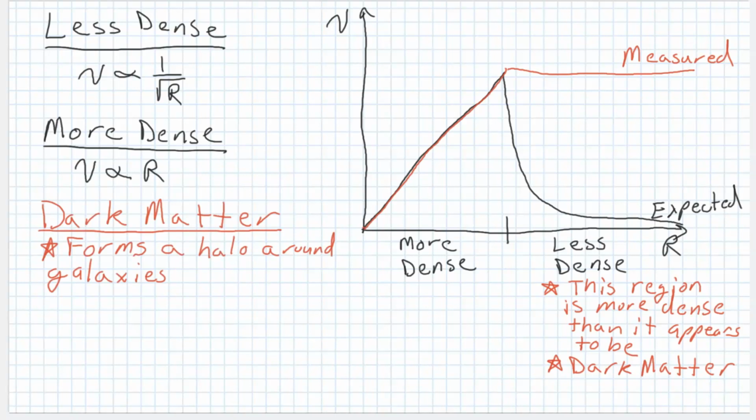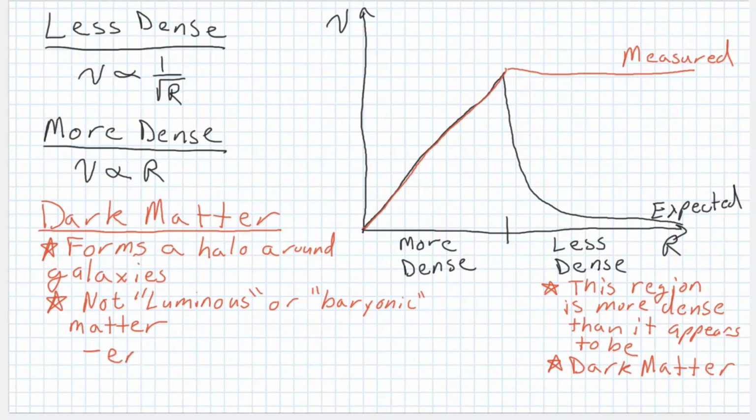Dark matter forms halos around galaxies. And we call it dark matter, well, because we don't really know what it is. But we do know that it's not luminous, so it's not like the bright stars that give off radiation that make up the dense center of our galaxy. And it's not baryonic. It's not like the matter that we're used to, so it's not made of protons or neutrons. And so this matter that makes up this ring around these galaxies, they don't emit radiation.